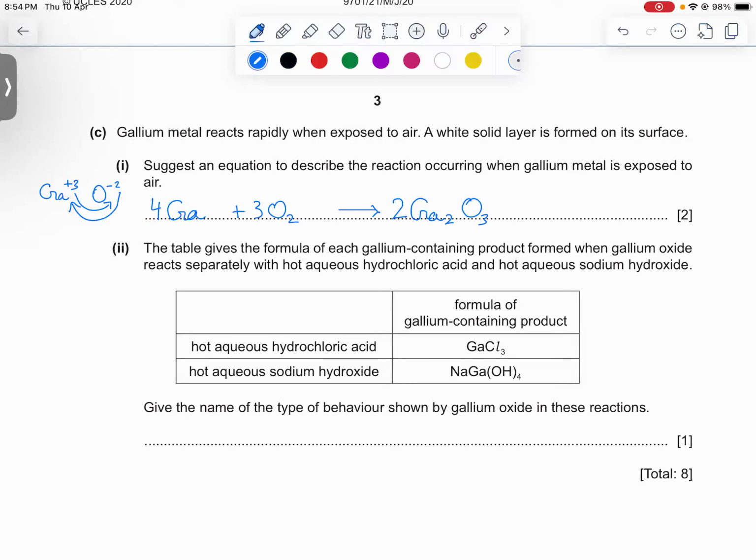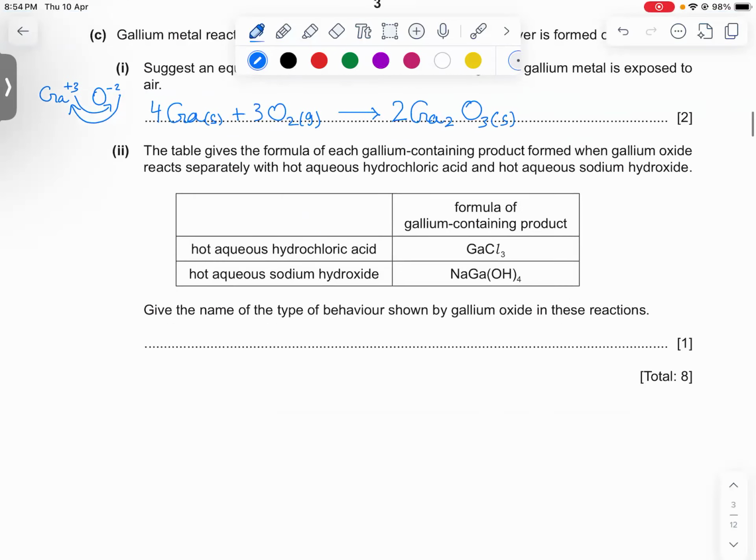If you did want to write the state symbols as well, gallium, because we consider that it is metal, it should be solid, oxygen should be gas, and gallium oxide is an ionic compound over here, just like aluminum oxide, with a very high melting point. So gallium oxide should also have a very high melting point, therefore it should also be solid.